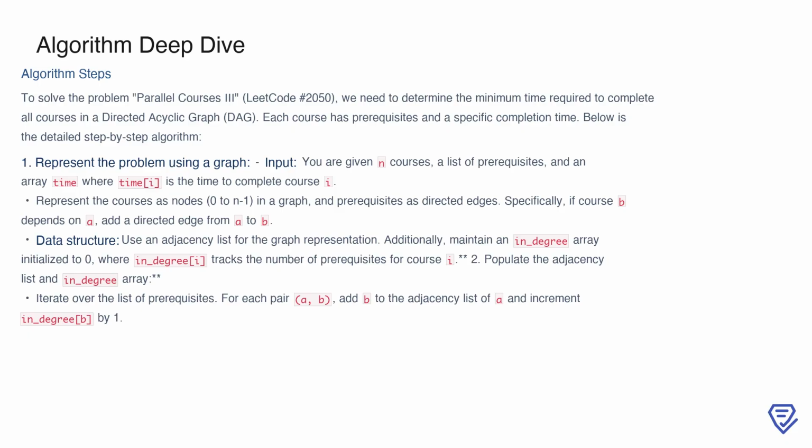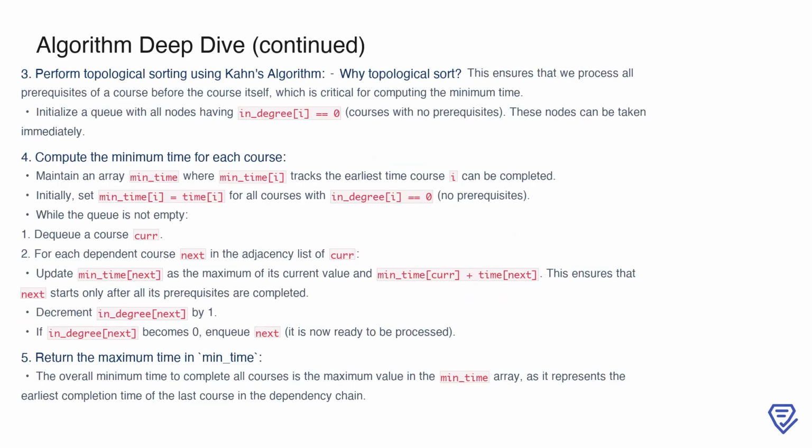Next, we populate the adjacency list and the in_degree array by iterating through the prerequisites. For each pair A, B, we add B to the adjacency list of A and increment the in_degree of B, reflecting that it has one more prerequisite to fulfill before it can be taken. Now that we've represented the graph, the next step is to perform a topological sort using Kahn's algorithm. Topological sorting is critical because it ensures that we process all prerequisites of a course before processing the course itself. We start by identifying all courses with no prerequisites, which are nodes with an in_degree of 0. These courses are added to a queue, as they are ready to be taken immediately.